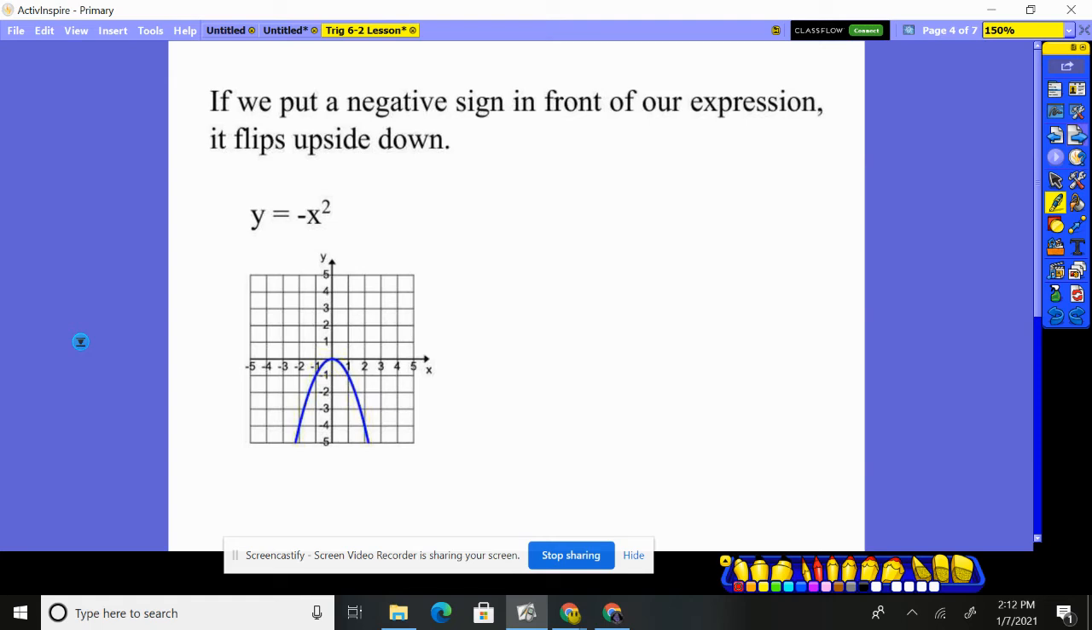If we put a negative sign in front of our expression, it's going to basically flip it. It's going to turn it upside down no matter what happens. So our parent graph y equals x squared is here. If we put the negative, it just flips downwards. Okay. So the first thing we always look at when we're looking at graphs trying to decide what they are, if it's downwards facing, we put a negative right away. If it's upwards facing, we know it's a positive.